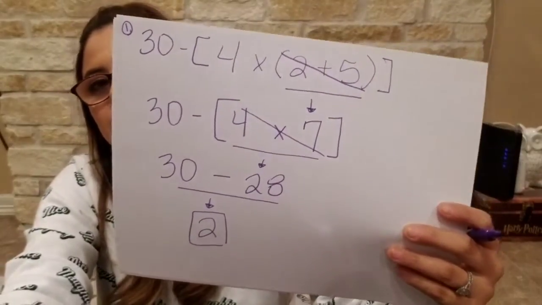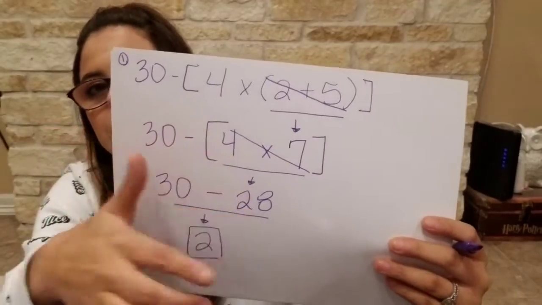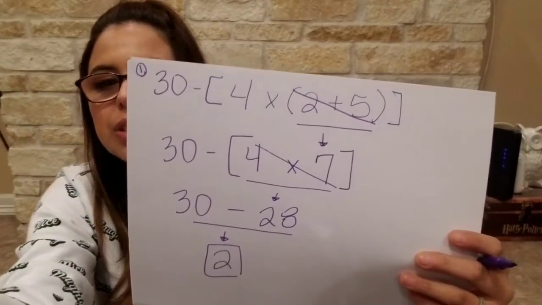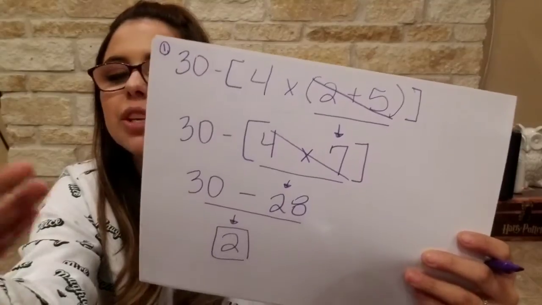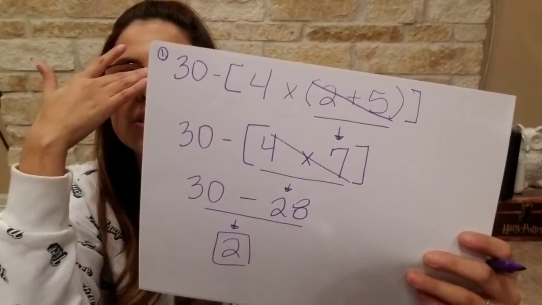Okay, so again, going back, parentheses and brackets first, then you're looking for multiplication and division. If there is no multiplication and division, then you're ready to move on to addition and subtraction. Alrighty, so that was example number 1.